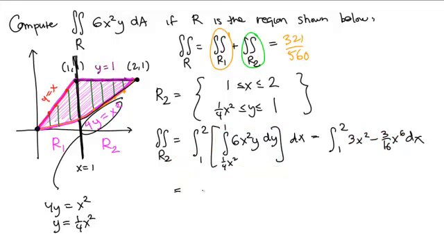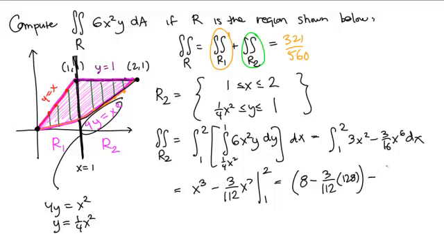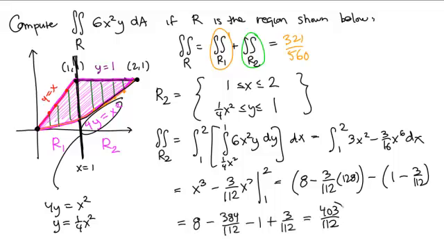If we apply the fundamental theorem on this, we're going to get x cubed minus 3/112 x to the 7th, based on the work we did last time, evaluated from 1 to 2. So if we plug in 2, we're going to get 2 cubed, which is 8, minus 3/112 times 2 to the 7th power, which is 128. If we plug in 1, we're going to get 1 minus 3/112. So if we clean this up, we're going to get 403/112. And so that's the second integral value.